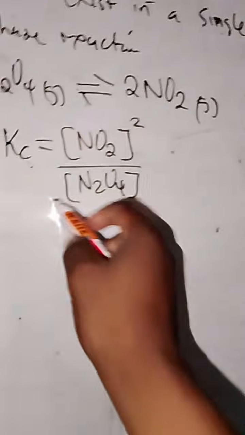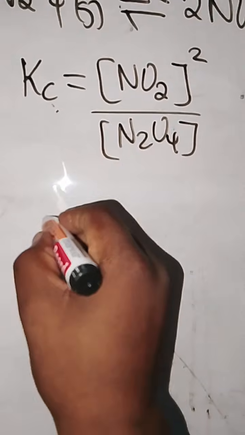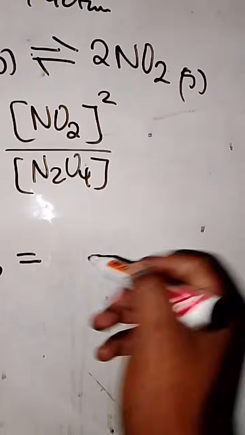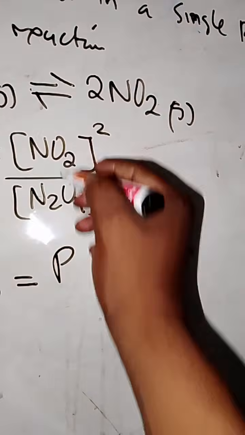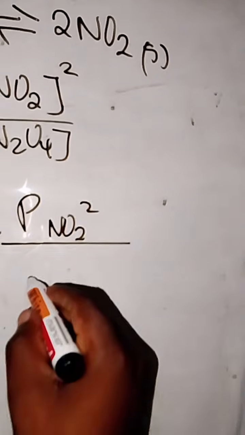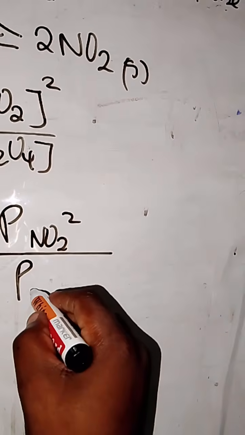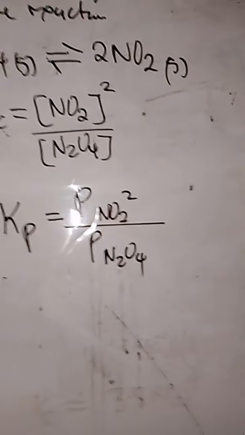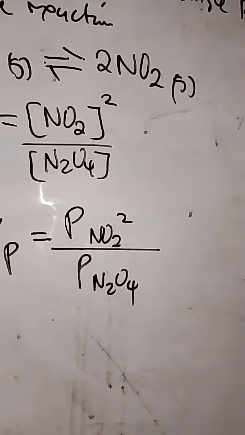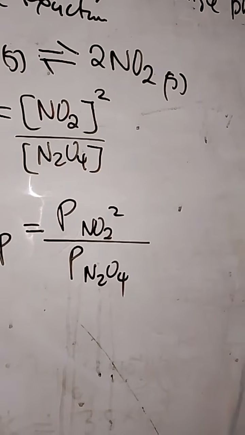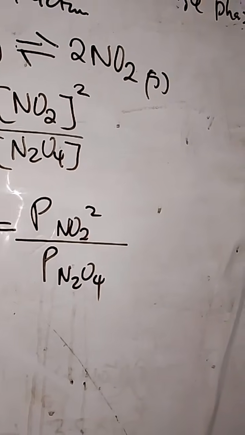So for this reaction we can also express it using Kp. Kp is equal to the partial pressure of NO2 squared over the partial pressure of N2O4. Okay, so that is how we can express this reaction using Kp.